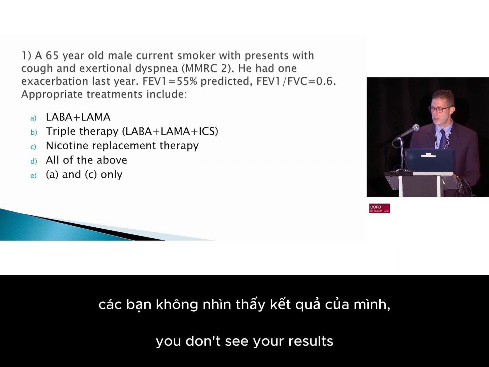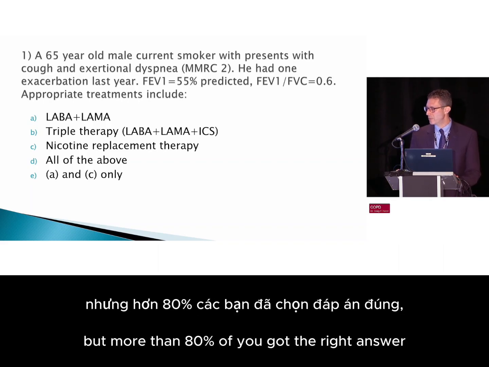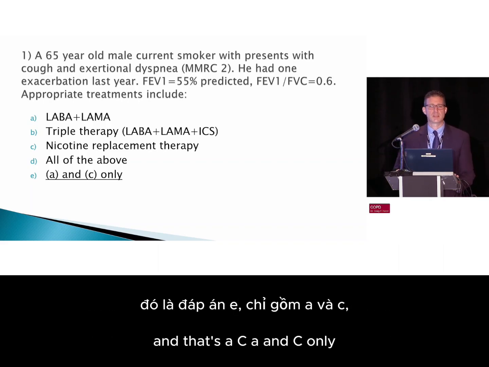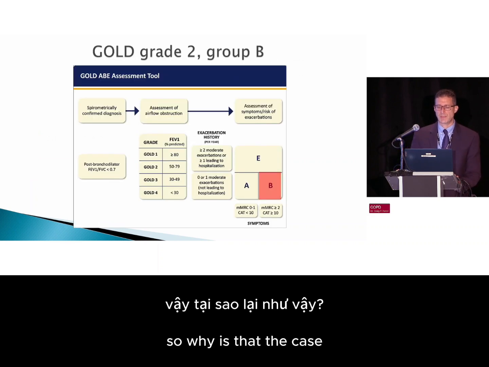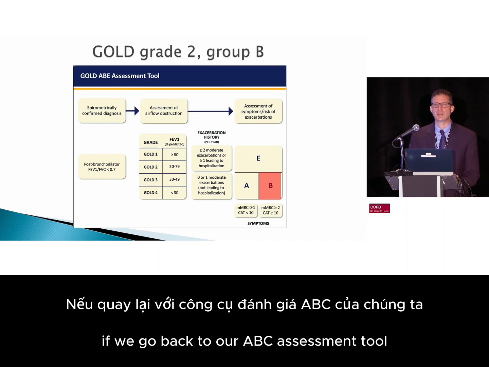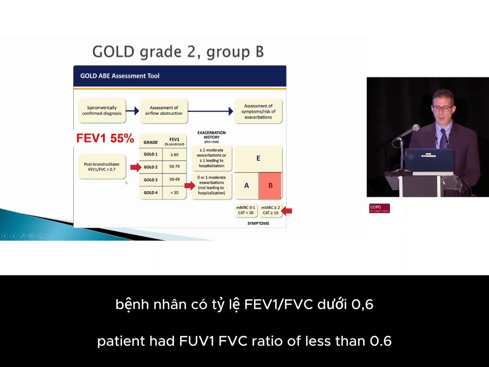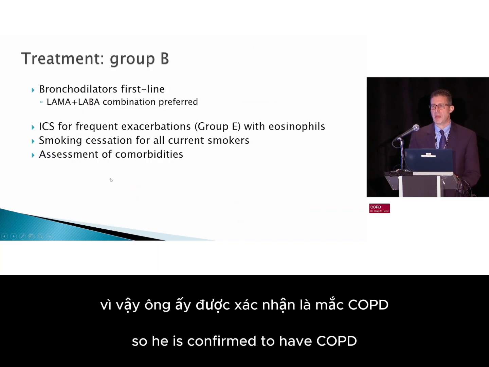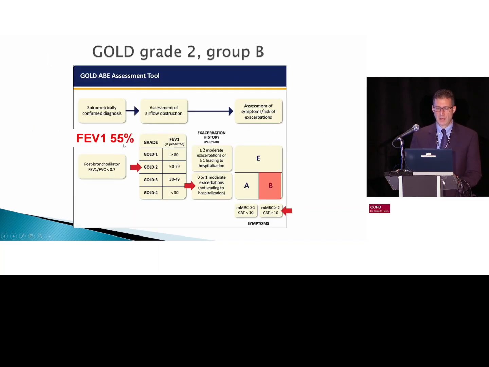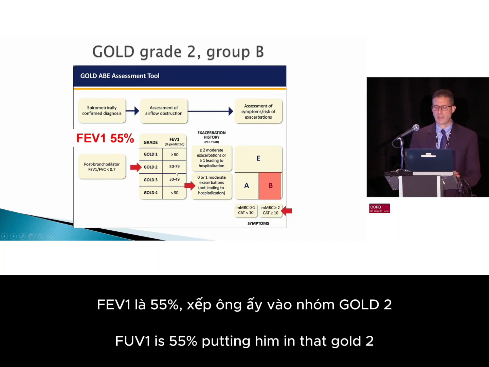All right, well, you don't see your results, but more than 80% of you got the right answer, and that's C, A and C only. So why is that the case? If we go back to our ABE assessment tool, the patient had an FEV1/FVC ratio of less than 0.7, so he's confirmed to have COPD. FEV1 is 55%, putting him in that GOLD 2.